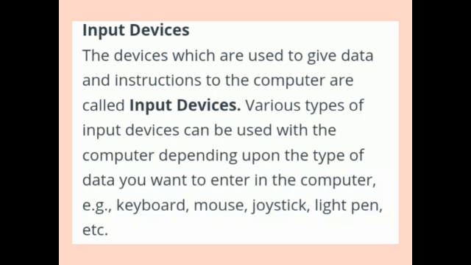First is input device. The devices which are used to give data and instructions to the computer are called input devices. Various types of input devices can be used with the computer depending upon the type of data you want to enter in the computer. Examples: keyboard, mouse, joystick, light pen, etc. What does input mean? The devices which are used to give data or instructions to the computer are called input devices. And input device examples are keyboard, mouse, joystick, light pen, etc.